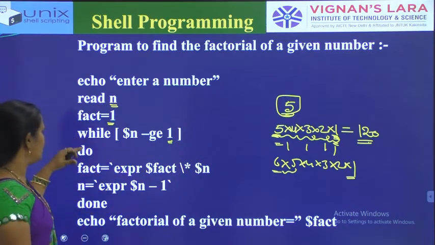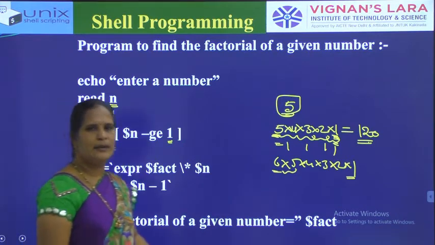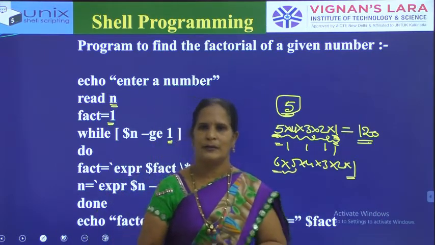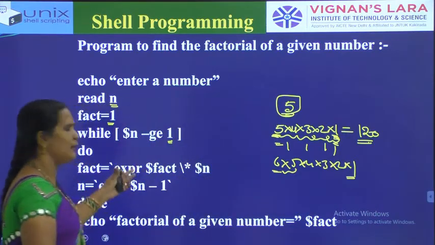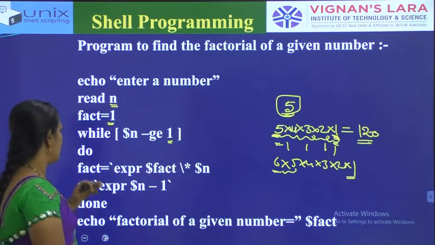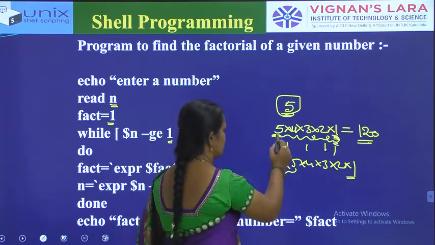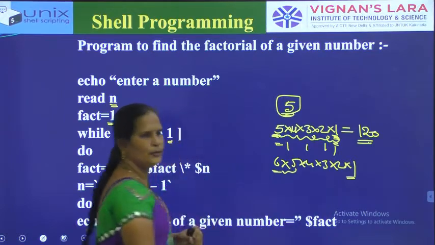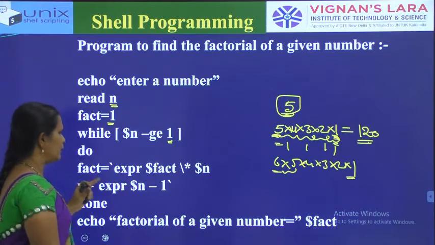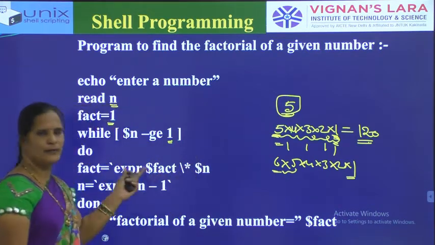The beginning of the while loop is indicated by do and the end of the while loop is indicated by done. In between these two, between do and done, we have to specify the executable statements, or repetitive statements, or iterative statements. Here I am going to find the factorial of a given number. Observe clearly. First I have to do 5 into 4 into 3 into 2 into 1. I already initialized the fact variable with 1. Fact is equal to fact star n. So 1 into 5 is equal to 5.